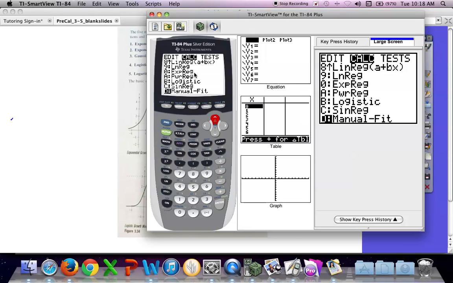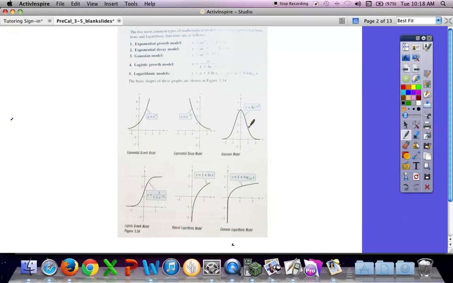You have the exponential as option 0, and the letter B is that logistic growth model. So all three of those are in there. That covers all of them except for the Gaussian model. All the rest you could model with the calculator. Just put in a bunch of data and then do the stat, calc, pick the right thing, and it'll come up with the right function for you. Okay.